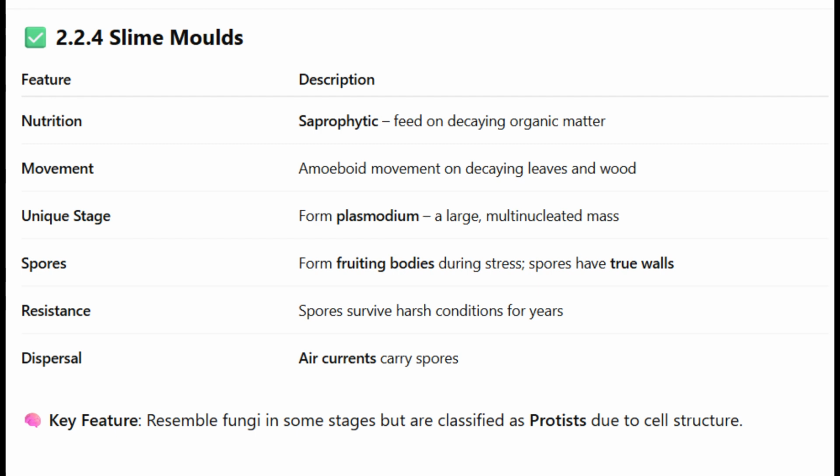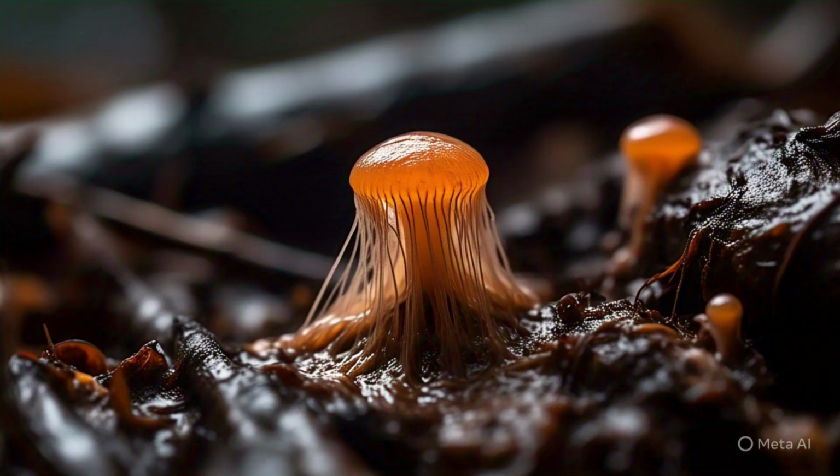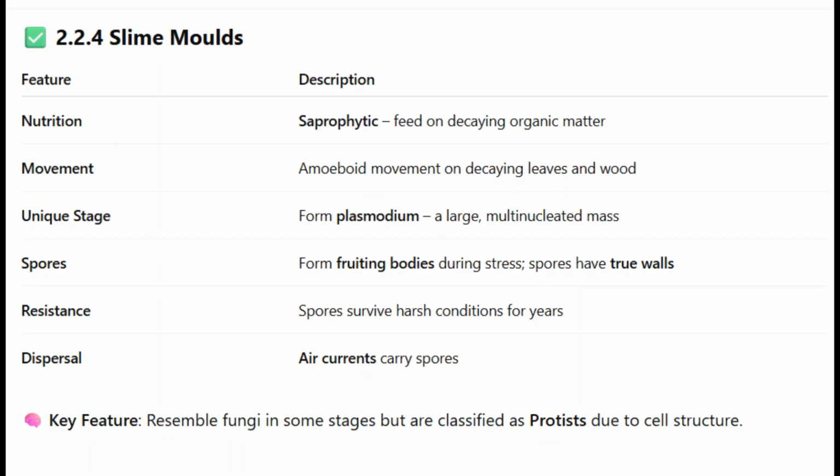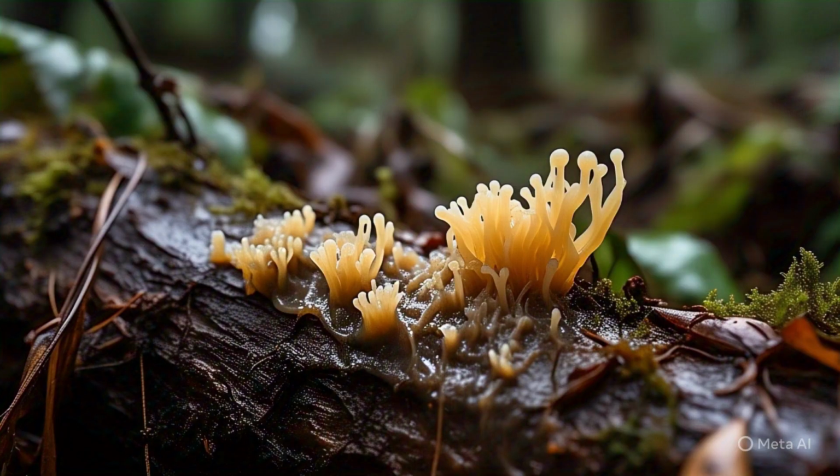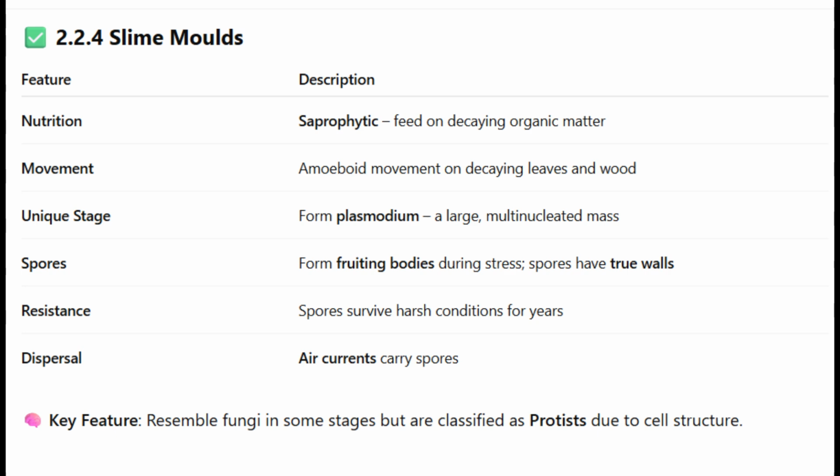2.2.4 Slime molds. Nature's mobile recyclers. Next, we have the slime molds, the recyclers of the forest floor. These organisms are saprophytic, which means they feed on decaying organic matter, like fallen leaves and rotting wood. They're usually found in damp, shady environments. Slime molds move in an amoeboid fashion, slowly creeping over their food source and engulfing organic particles.